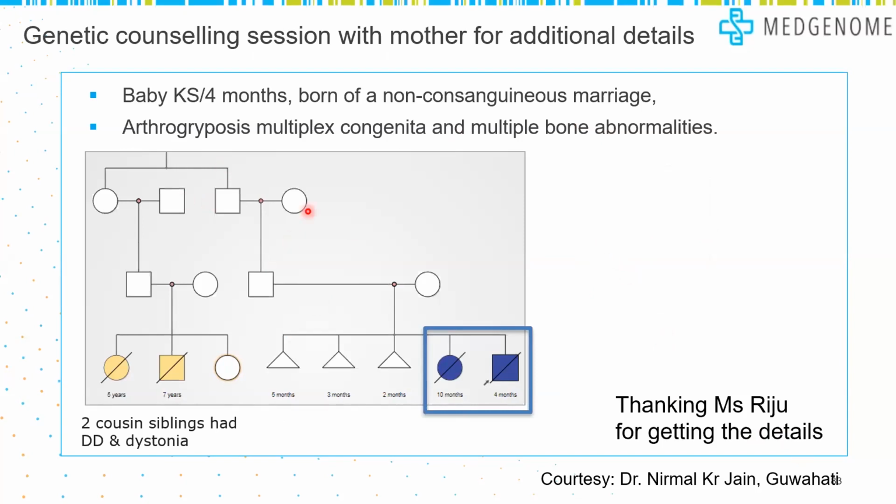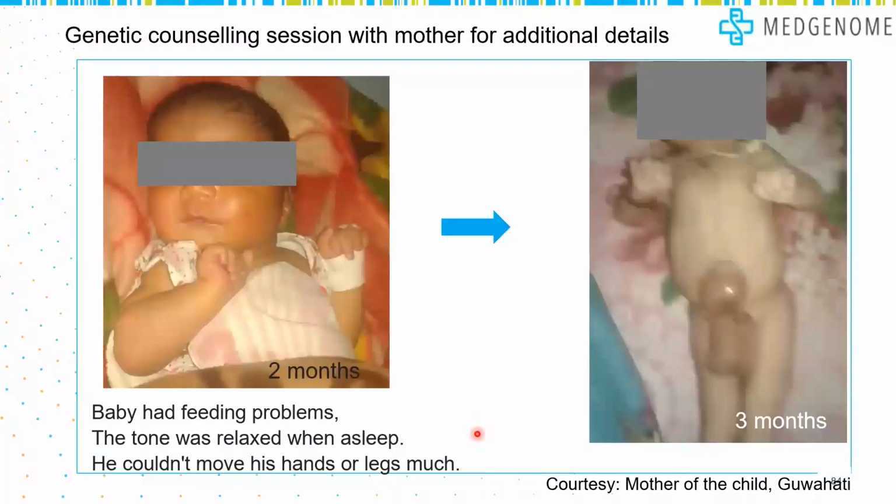We took a 3 or 4 degree pedigree, and we found that along with these 2 siblings, there were 2 cousin siblings also who had expired because of developmental delay and dystonia. Now again, because of additional findings, we also requested her if she had any photograph. And when we saw the photograph, there was mild dysmorphism. There was definitely overlapping of the fingers, fixed flexion deformity.